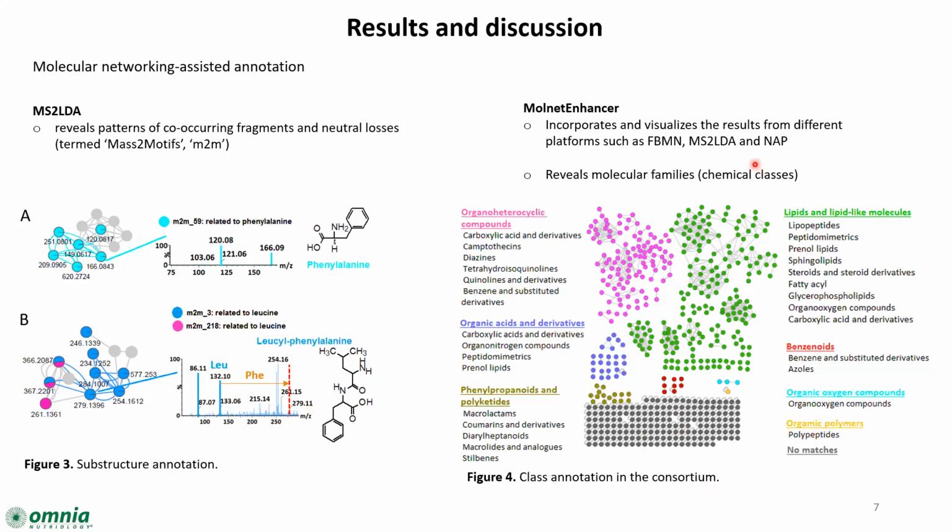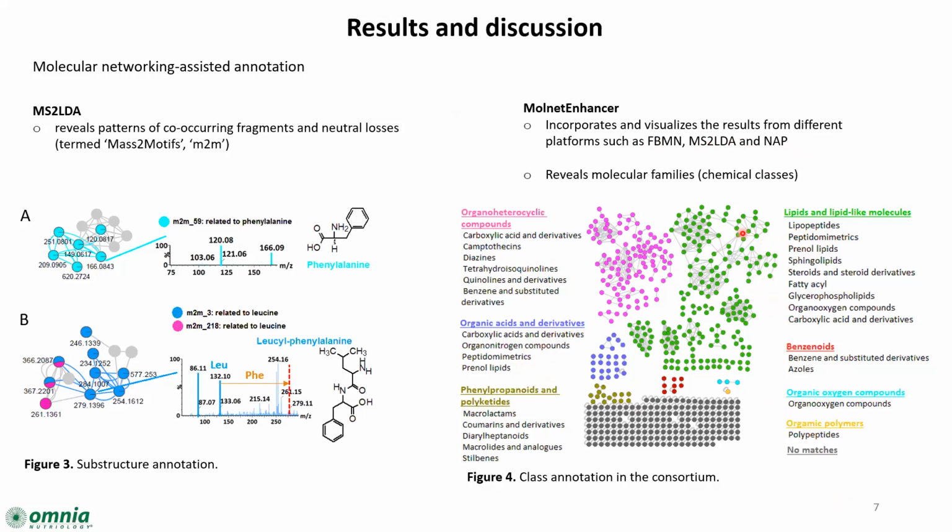It uses the information from this platform to predict the classes that could be present in the sample that you are looking for. For example, in this one in the consortium, we were able to see these different classes: the organic acid, the phenylpropanoids, and polypeptides, the lipids, the benzoids, and the others that are listed here. This kind of information then helps narrow down the search to assign the names to these nodes.